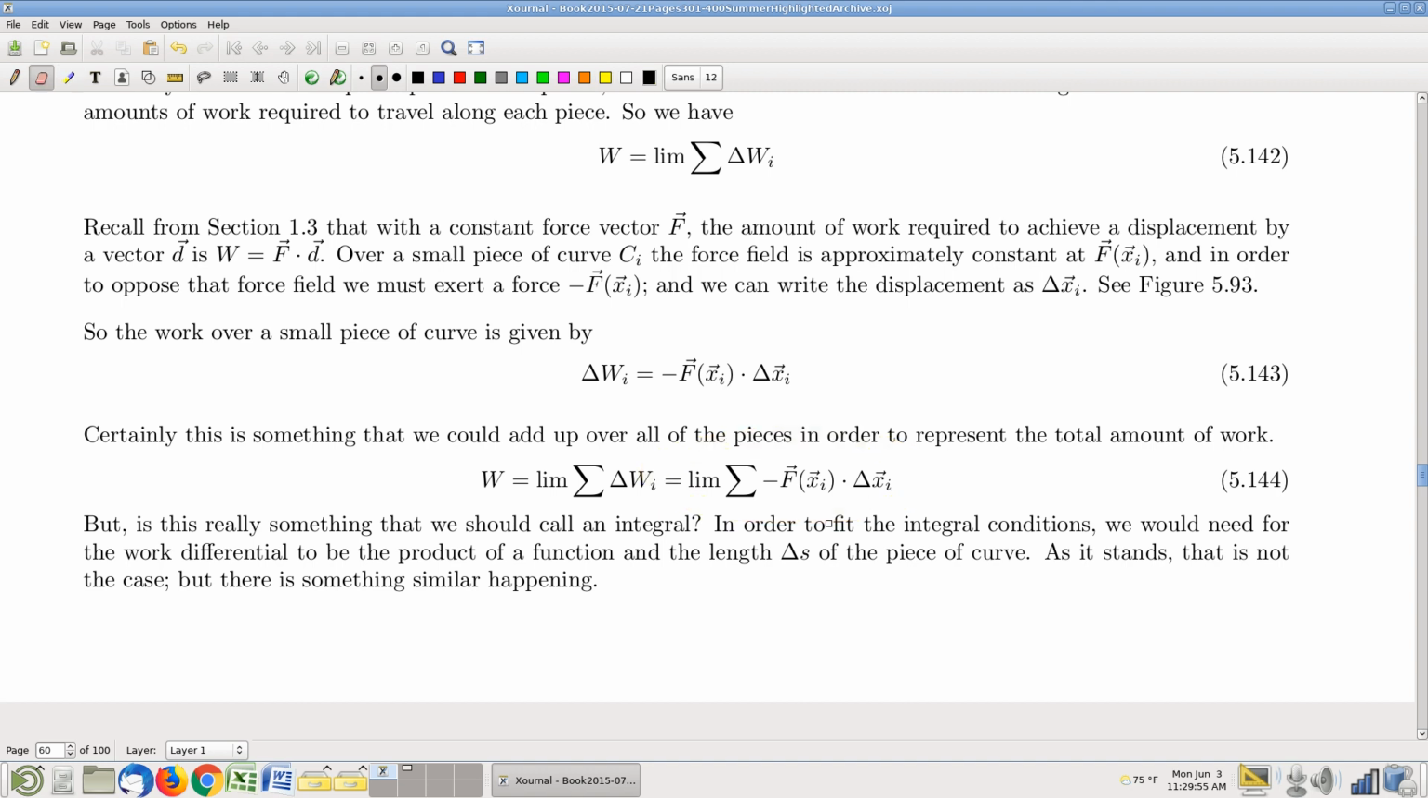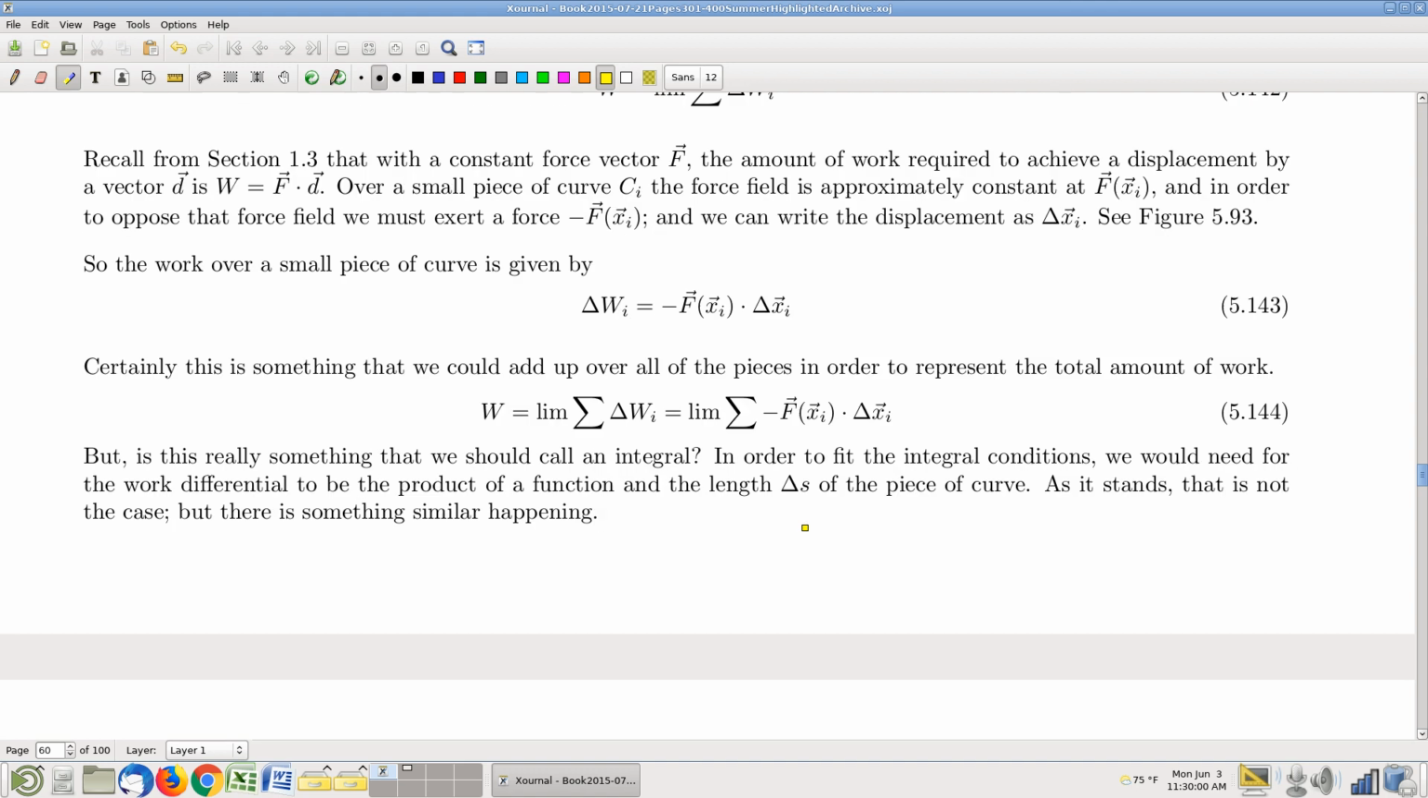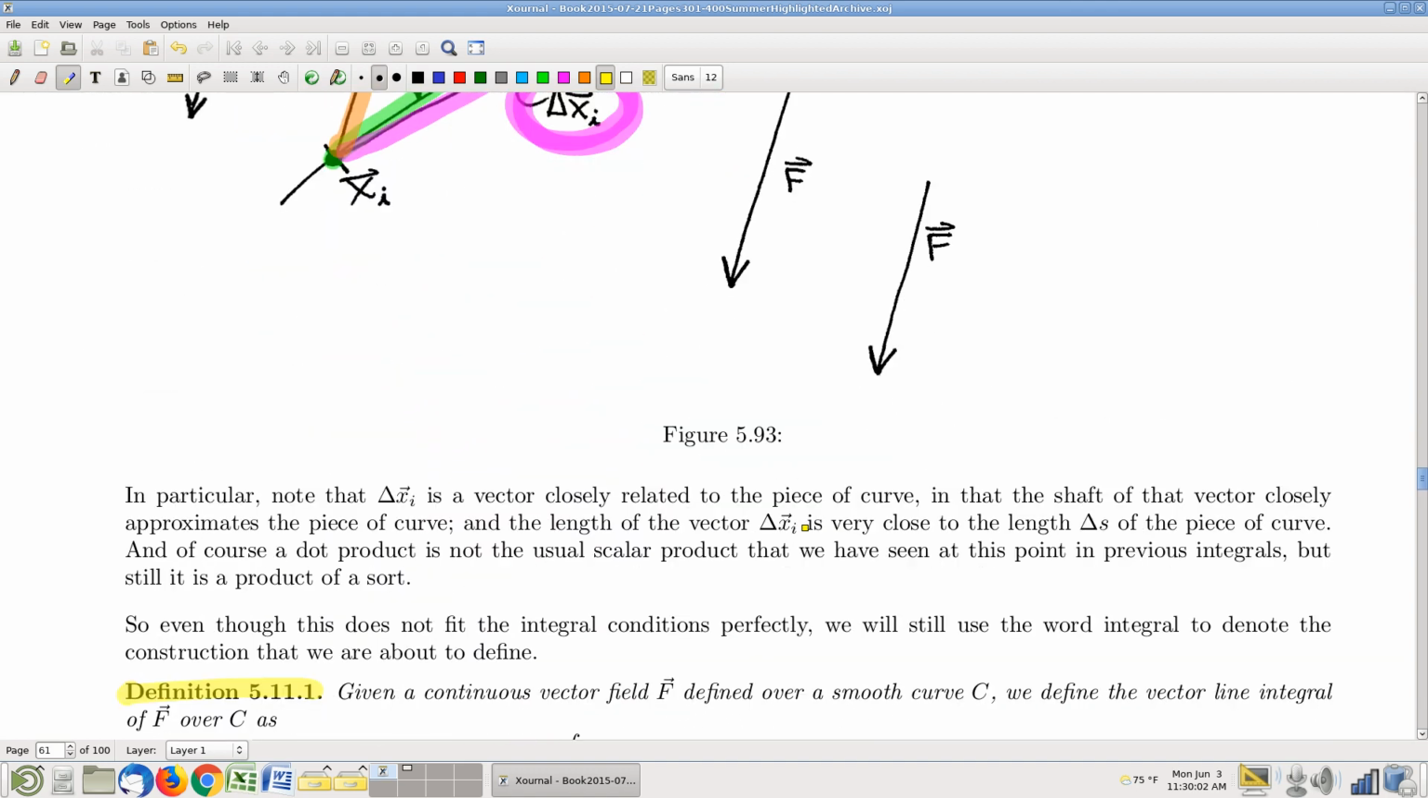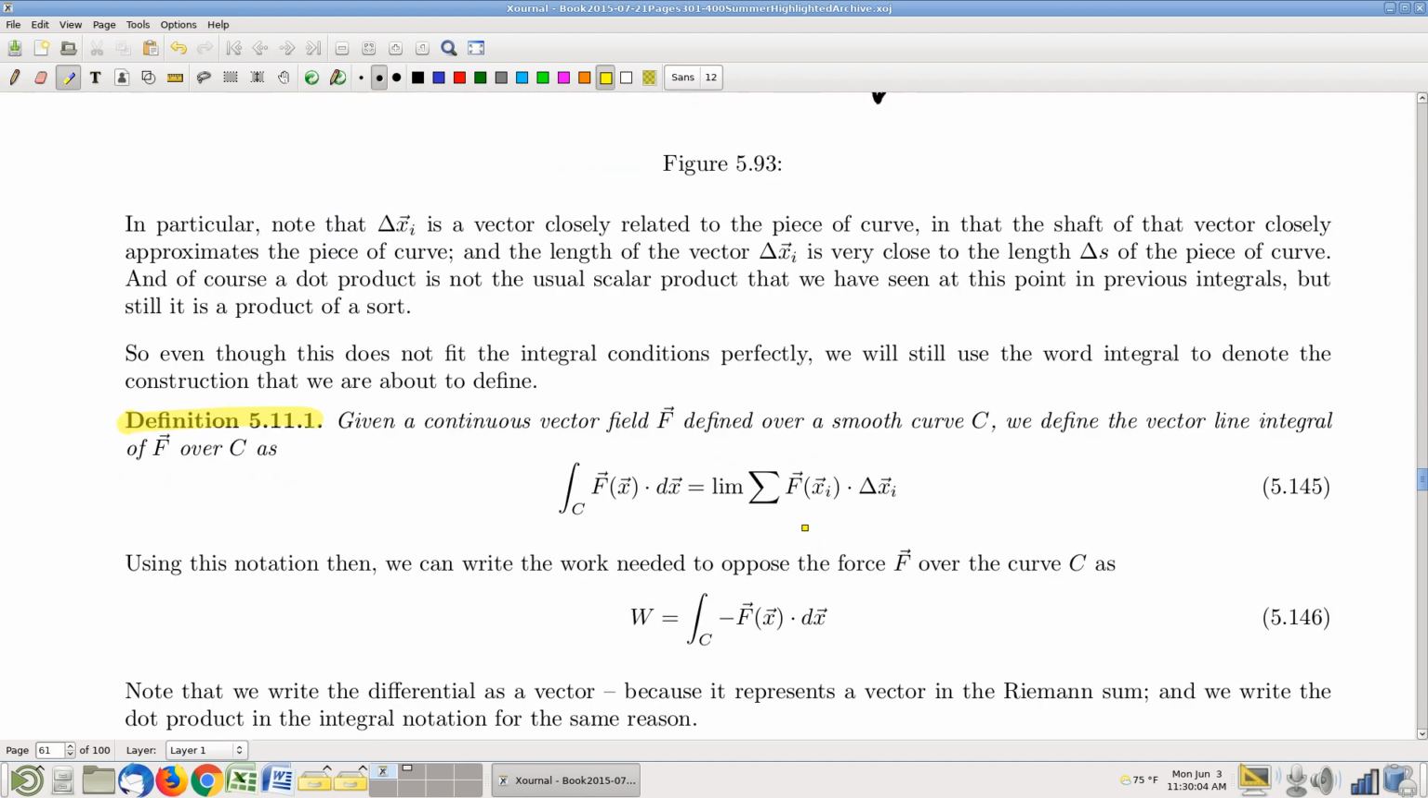And yet this is the result of a chop-it-up, add-it-up approach to the problem. So what we're going to do is call this a new kind of integral. This expression is a limit of a sum, as usual. There's something times something, but importantly, it's a dot product of two vectors instead of a scalar product of two scalars.